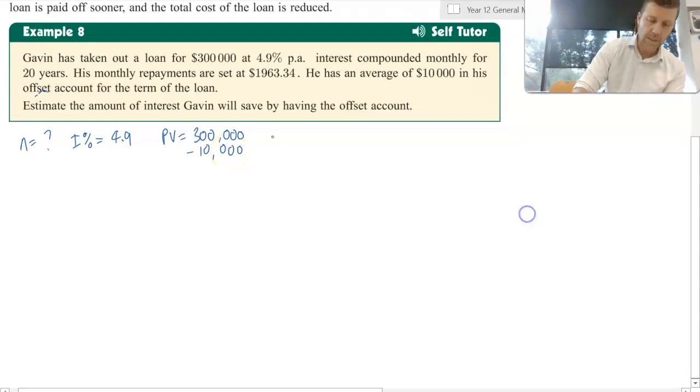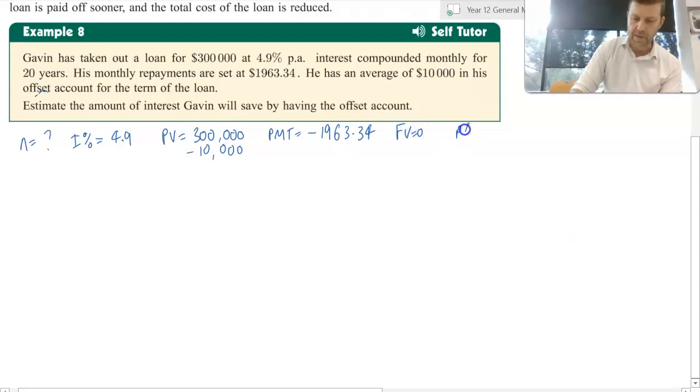$290,000. My PMT is given to me here, and again, because PMT is your monthly repayment, you're paying it. It's a minus or a negative value, negative $1,963.34. The future value we want to be 0 to pay it off completely. PY will be set as 12 because they are monthly repayments, and CY will also be set as 12 because interest is being compounded monthly.